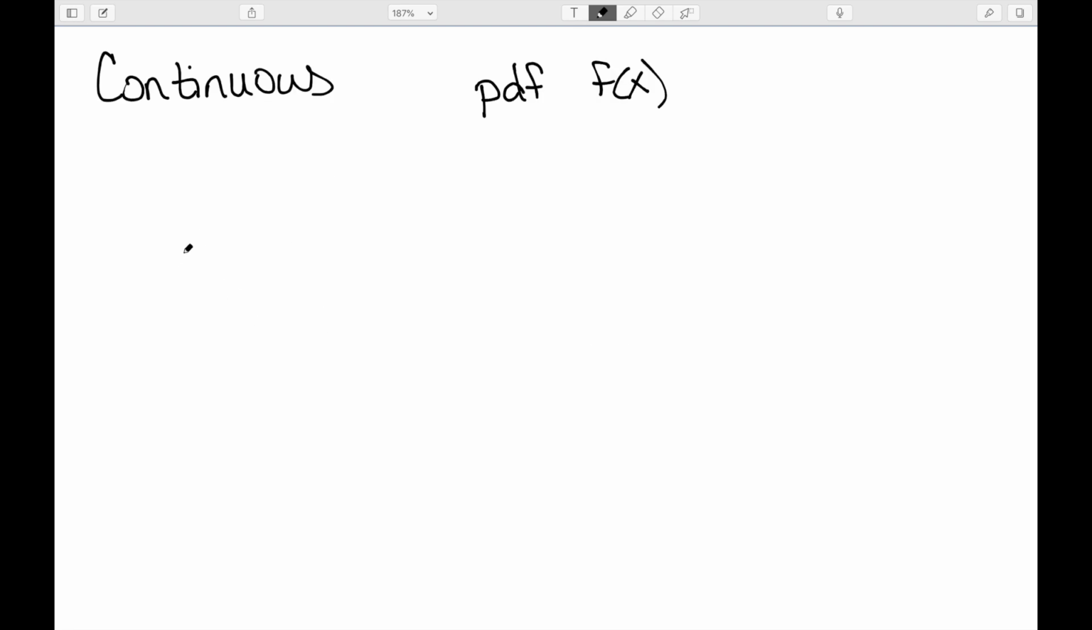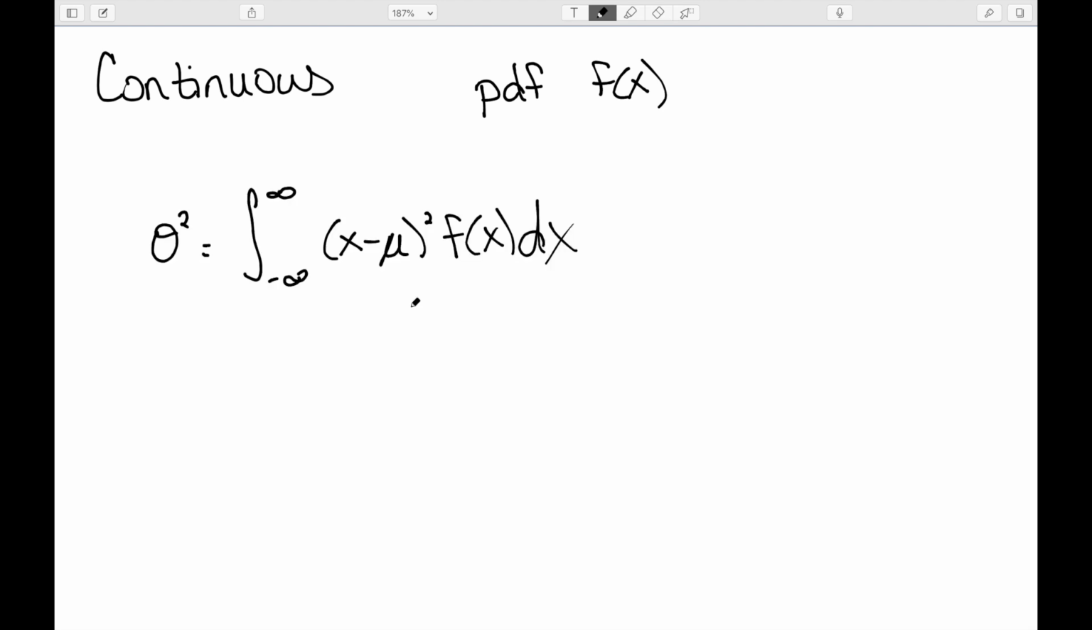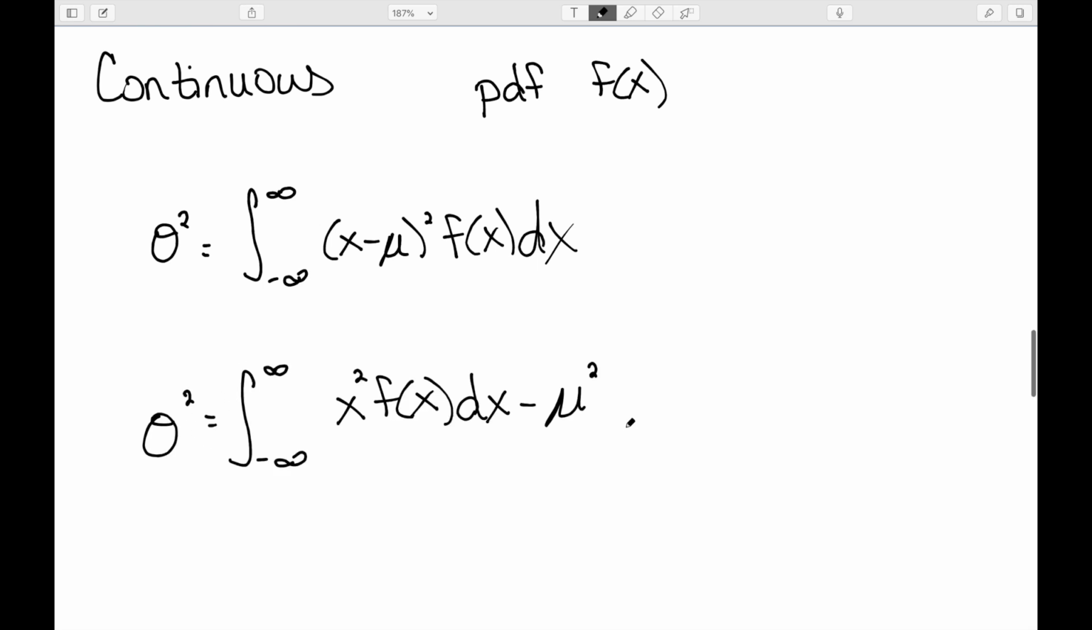Next, let's suppose we have a continuous variable with probability density function f of x. The first way to compute the variance is the integral from negative infinity to infinity of (x minus mu) squared f of x. And then the more practical definition is the integral from negative infinity to infinity of x squared f of x dx, minus mu squared. So this will be the method we actually use when we compute this.